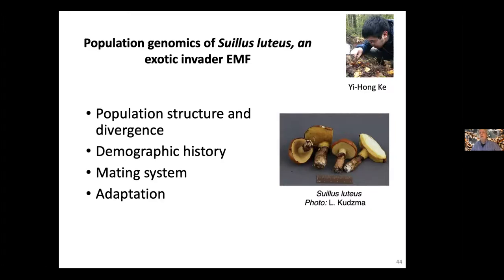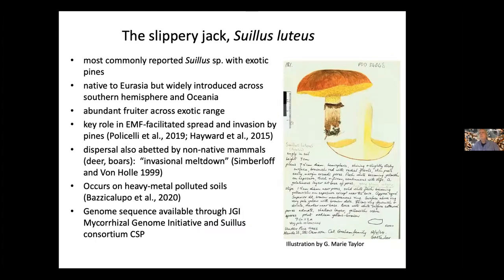But we wanted to look at the population structure of some of these species that have been widely introduced and ask how their population structures have changed or responded to this association with exotic forestry. We're looking at demographic history, mating systems, and ultimately at the molecular basis of adaptation. So the slippery jack, Suillus luteus, is probably the most commonly reported Suillus species with pines around the world, wherever exotic pines have been introduced.